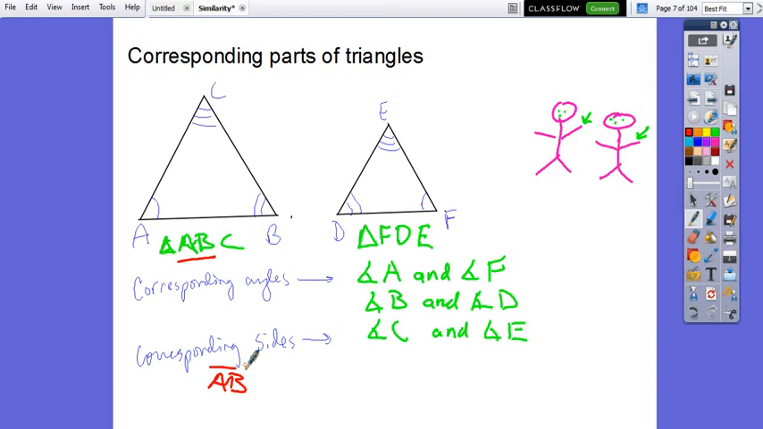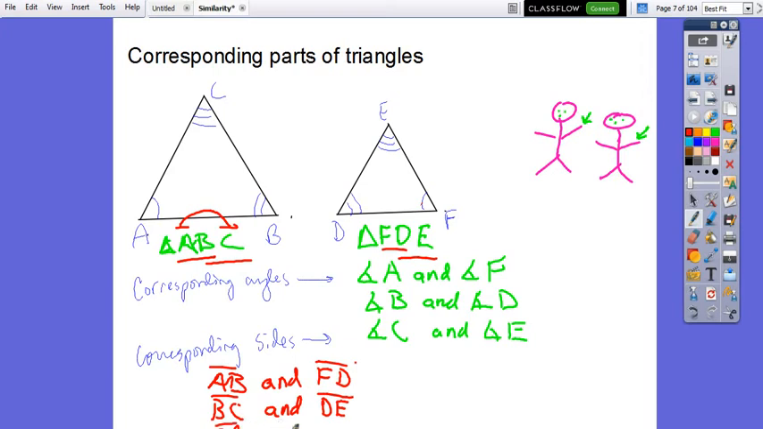What side corresponds to AB? If you match up letters, FD. All you do is match up the letters. So AB and FD correspond. What about BC? And then there's only one pair left. That is CA. These two go together.